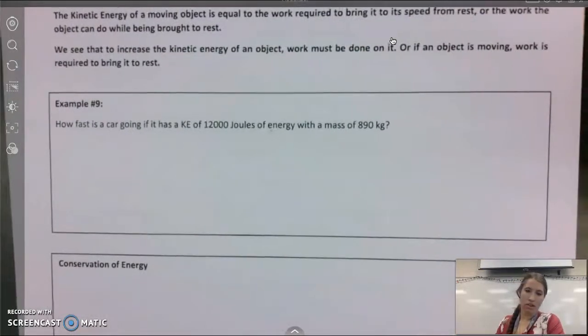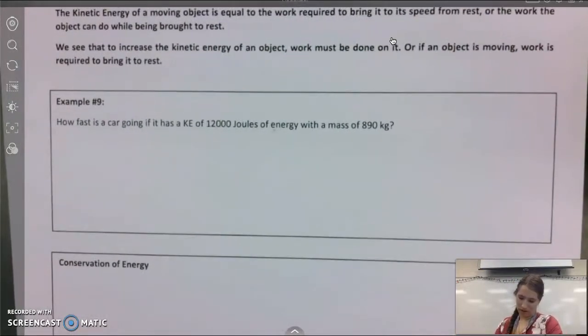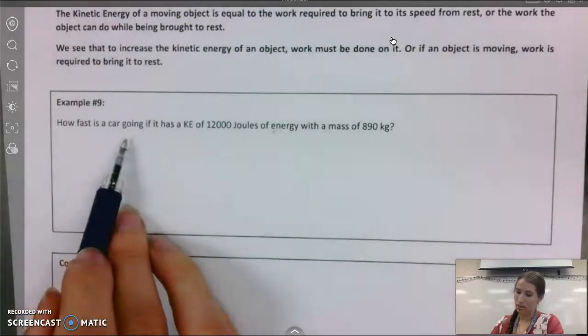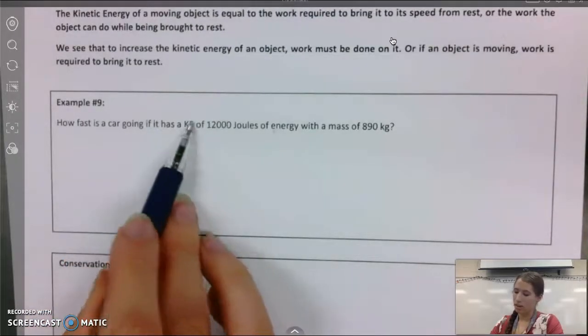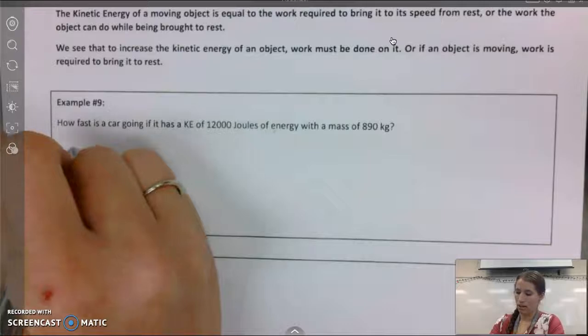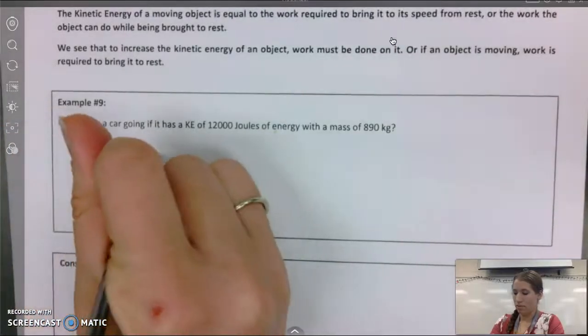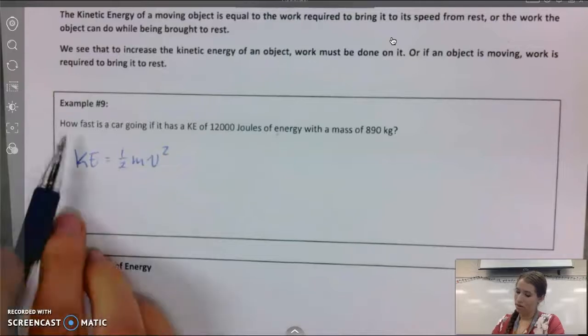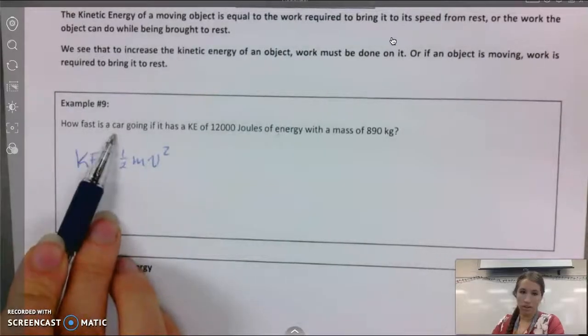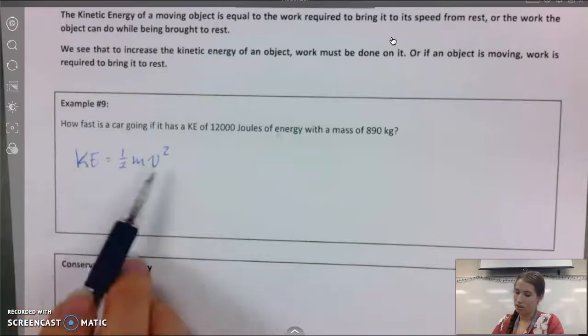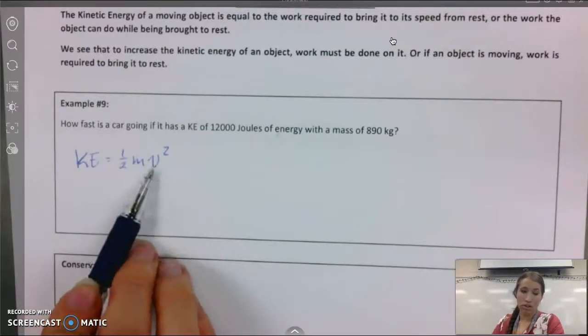So how fast is a car going if it has kinetic energy of 12,000 joules with a mass of 890 kilograms? How fast is the car going? Okay, so we have the kinetic energy and we have the mass. Well, kinetic energy is equal to 1/2 mass velocity squared. And we want to know how fast the car is going. So we know mass, we know the kinetic energy. Let's rearrange this equation to solve for velocity.